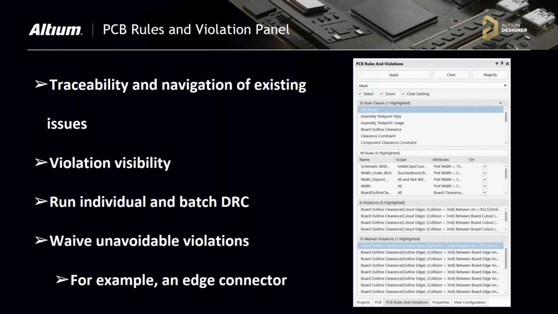There is a situation where you want to waive a few violations. Those violations will also be displayed here. Let us say, for example, an edge connector which has a mechanical error because it is outside the PCB. In that case, the tool will also flag an error. To overcome this, the designer will waive off the particular clearance issue or clearance rule. Okay, this helps you to easily trace and quickly resolve issues with the rules and violations panel inside Altium Designer.